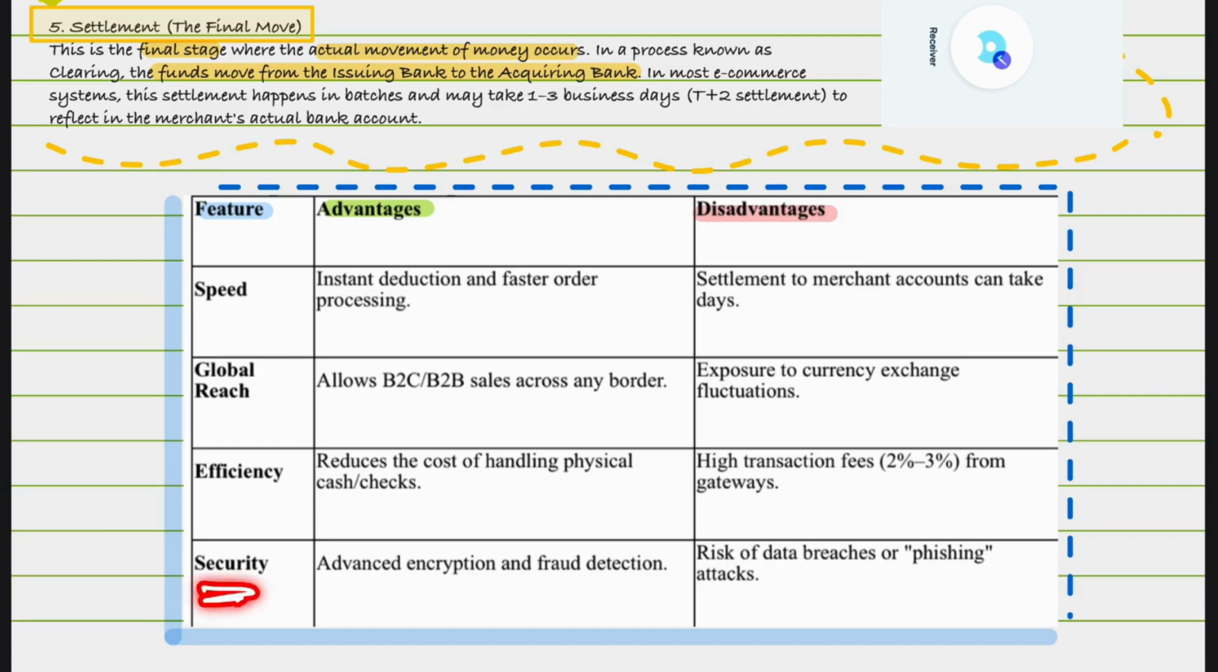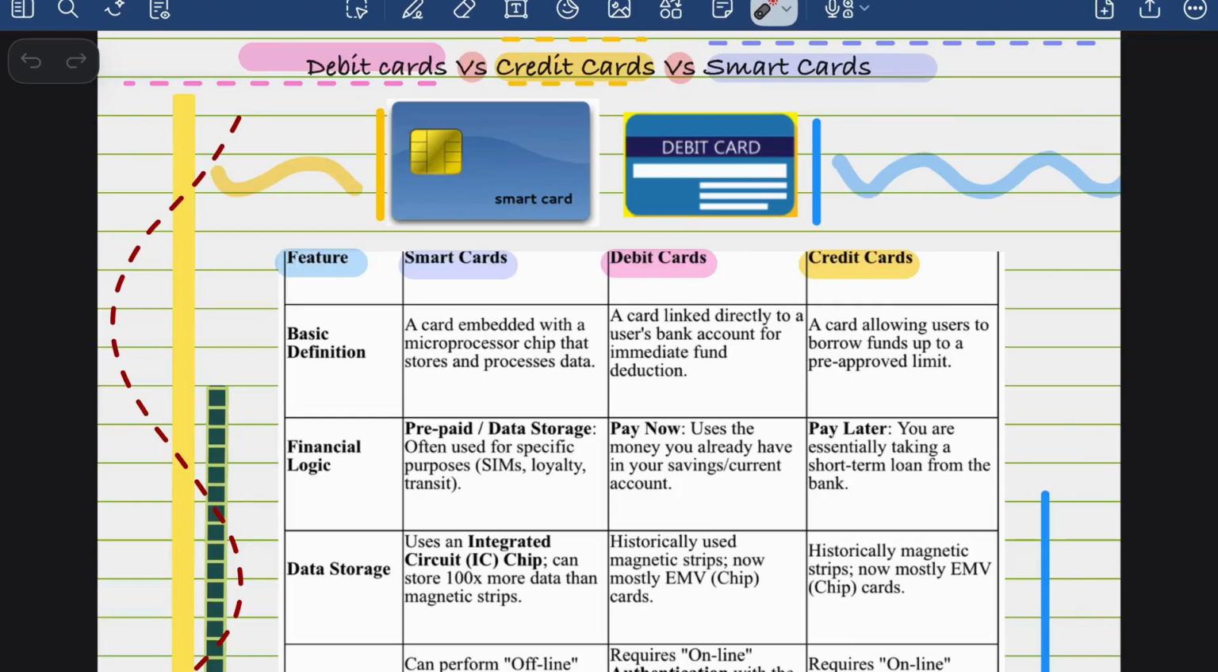And then if we talk about security, there is advanced encryption and fraud detection, right? But there is also risk of data breaches or phishing attacks, which can lead to serious problems. Now we look at this classic table format question that examiners use to test your fundamental understanding of plastic money.